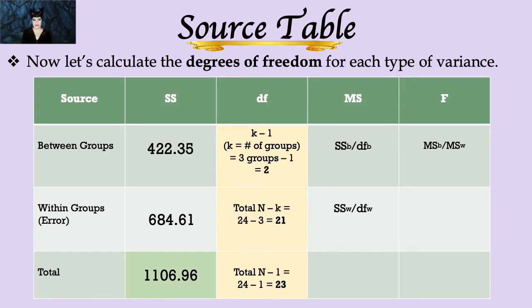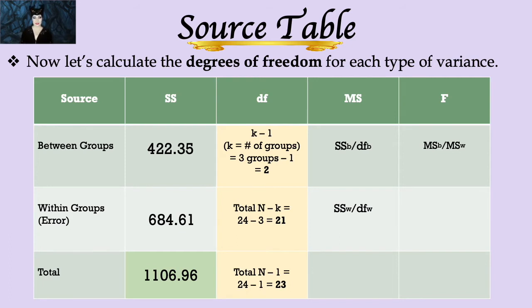The next thing we need to do is calculate N minus K for degrees of freedom within groups. N minus K is going to be 24 minus 3. 24 is the total number of people in our sample. 3 represents the number of levels we have for our IV. 24 minus 3 gives us 21. So 21 represents the degrees of freedom for within group variance. And last but not least, we have degrees of freedom for total, which is going to be N minus 1. We had a total of 24 participants. 24 minus 1 gives us 23.